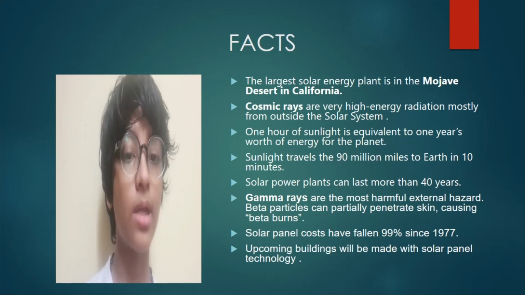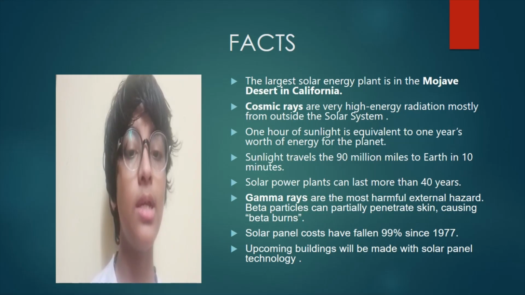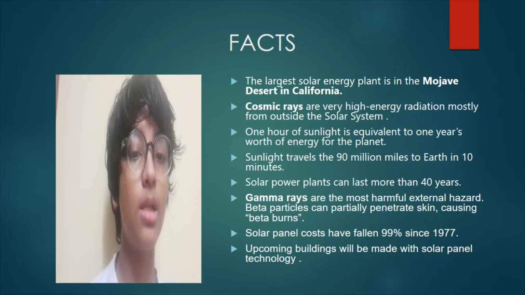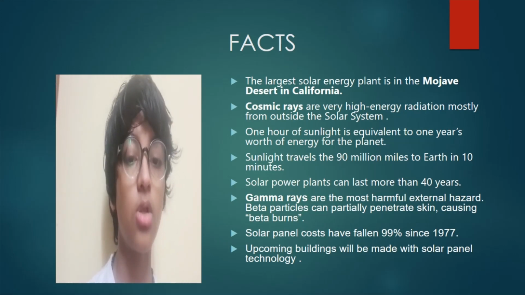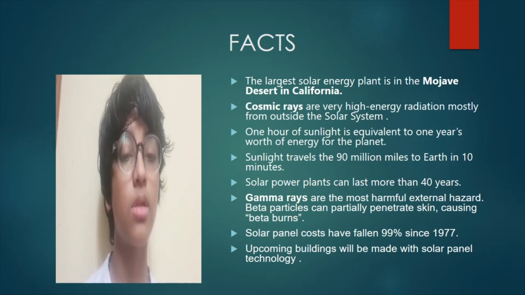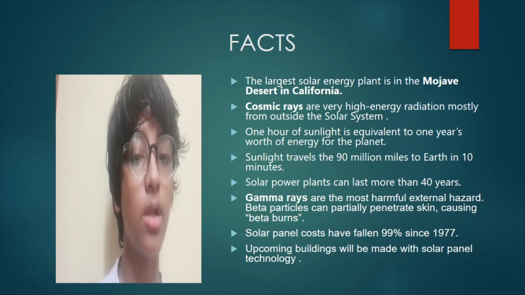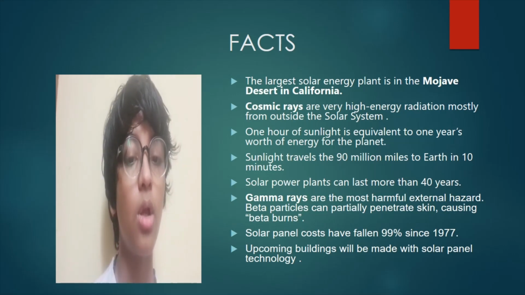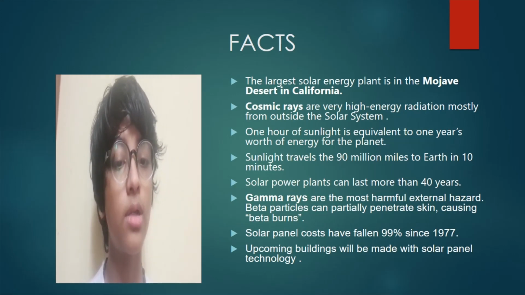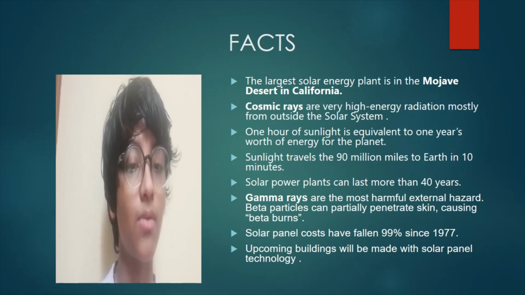One hour of sunlight is equivalent to one year's worth of energy for the planet. Sunlight travels the 90 million miles to Earth in 10 minutes. Solar power plants can last more than 40 years. Gamma rays are the most harmful external hazard. Beta particles can partially penetrate your skin, causing beta burns. Solar panel costs have fallen 99% since 1977. Upcoming buildings will be made with solar panel technology.